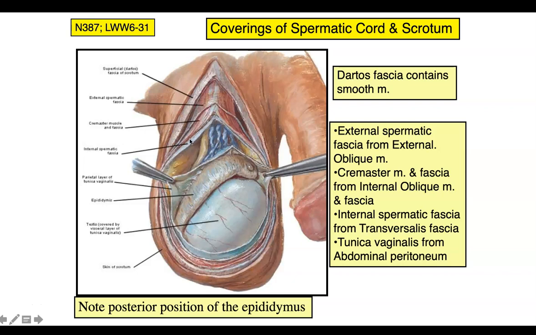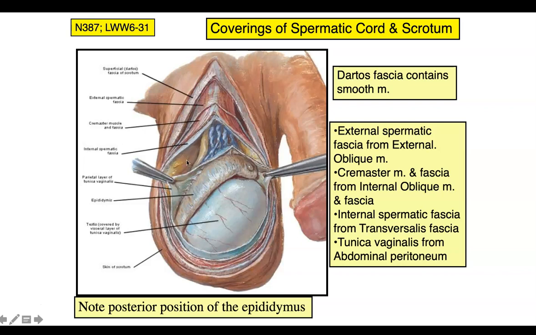And then the internal spermatic fascia. The internal spermatic fascia is coming from the transversalis fascia, which lies underneath the transversus abdominis muscle in the anterior abdominal wall. So the external spermatic fascia is coming from the external oblique muscle, the cremaster fascia from the internal oblique, and the internal spermatic fascia from the transversalis fascia.